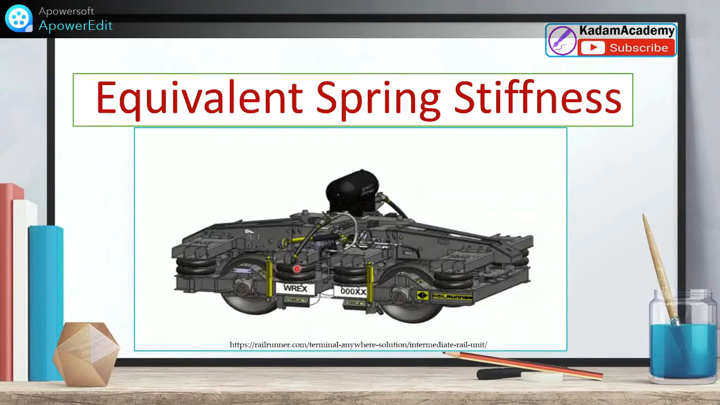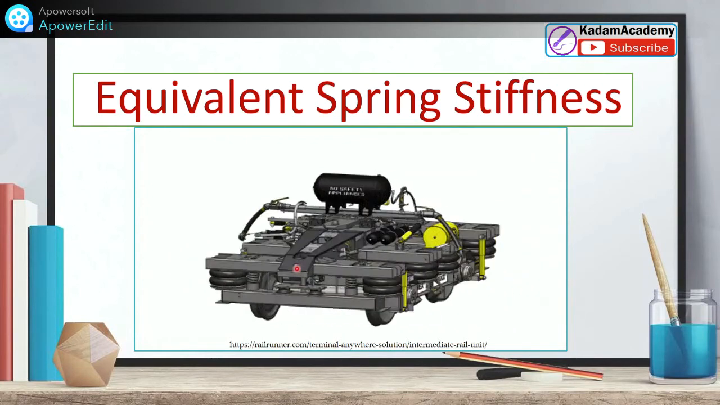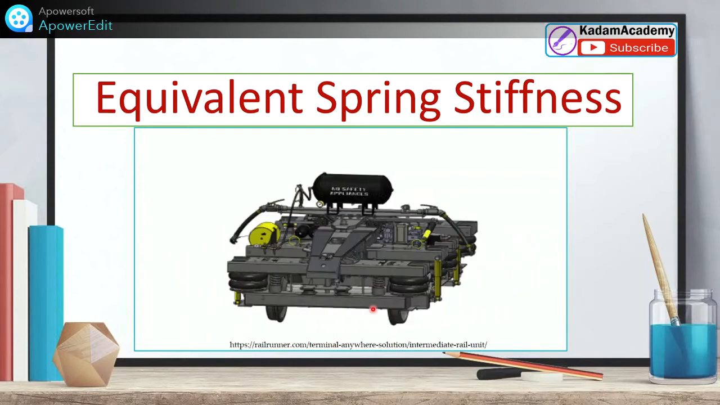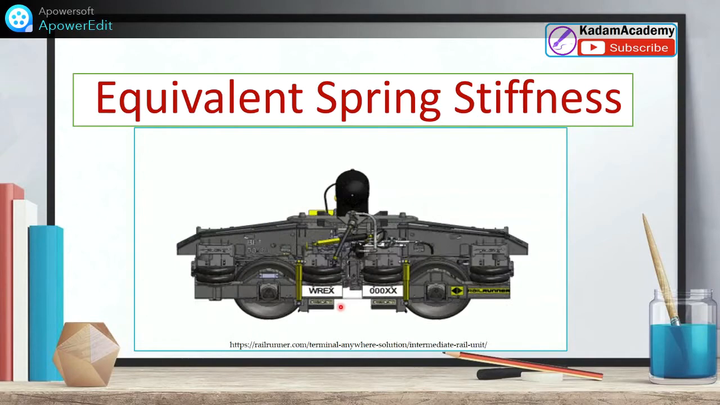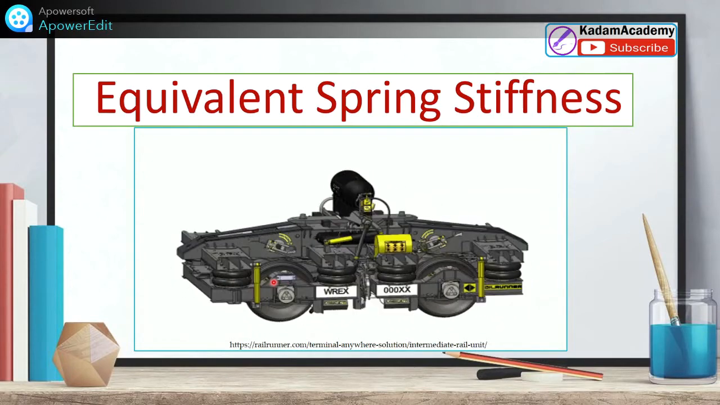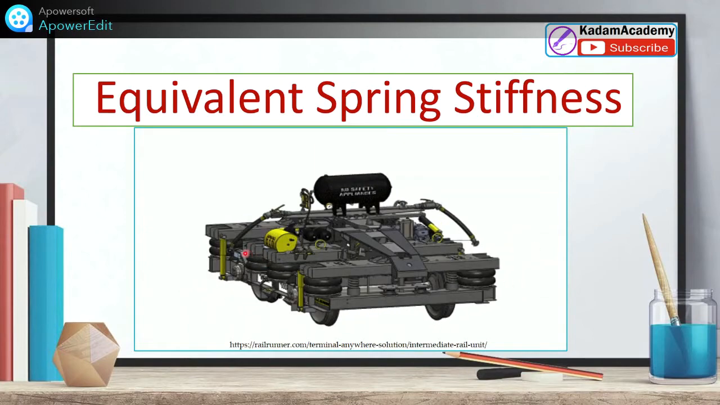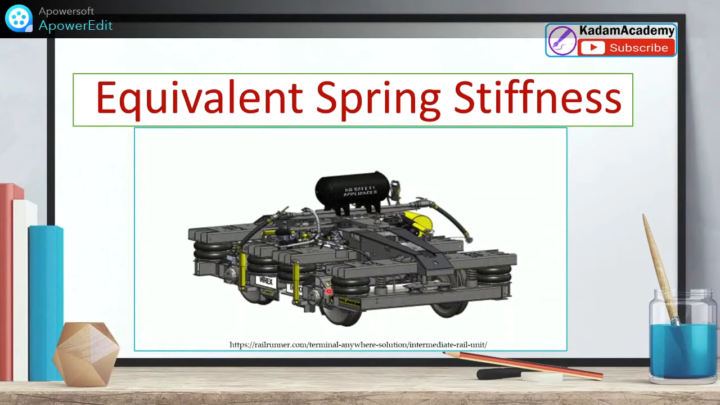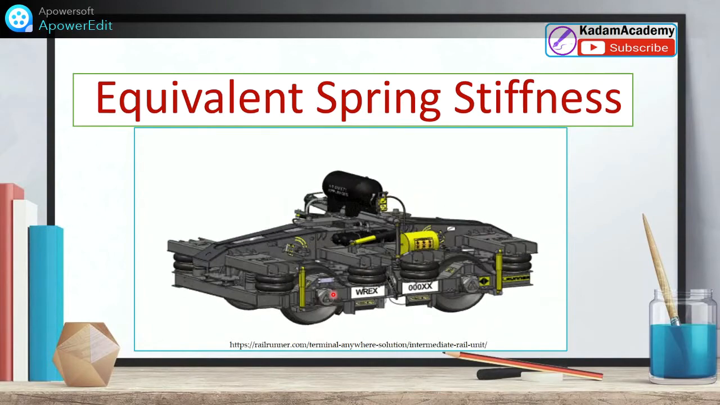Today's lecture is on equivalent spring stiffness. This is one of the models for the rail runner. Here you can observe on this rail runner, these springs are there. These springs are used for the suspension.